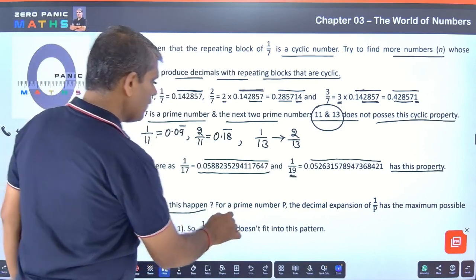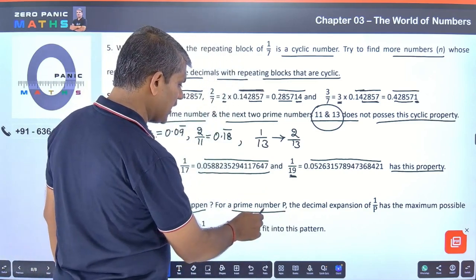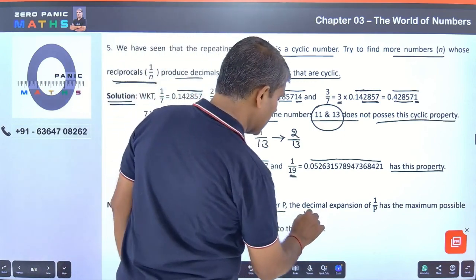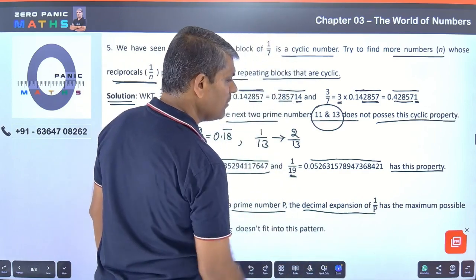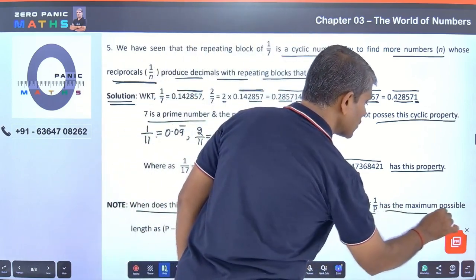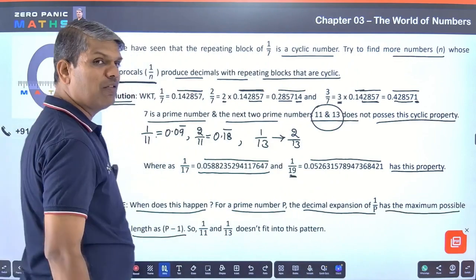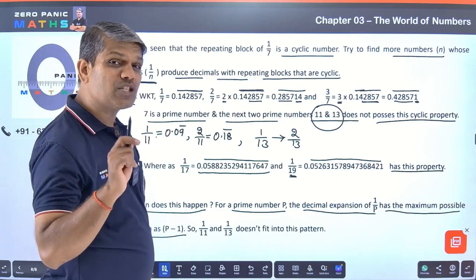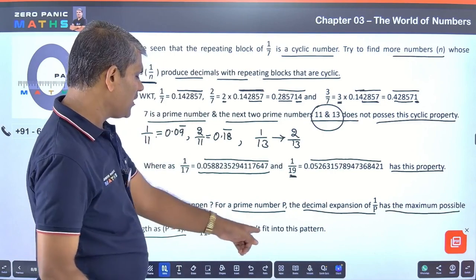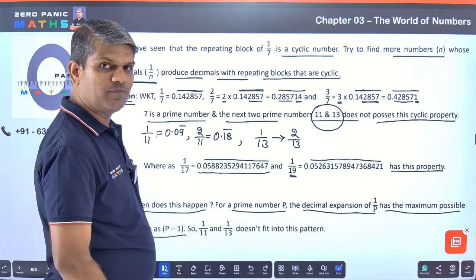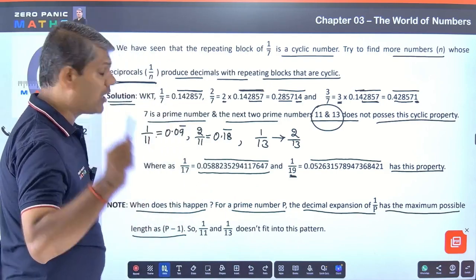For any general prime number p, the decimal expansion of 1 by p, the reciprocal of p, has the maximum possible length of p minus 1. When it has p minus 1 length as the repeating pattern, then only it fits into that pattern. I'll give you an example of this.